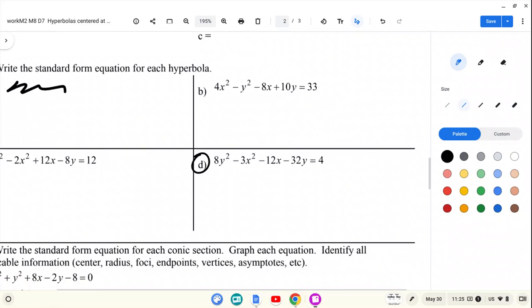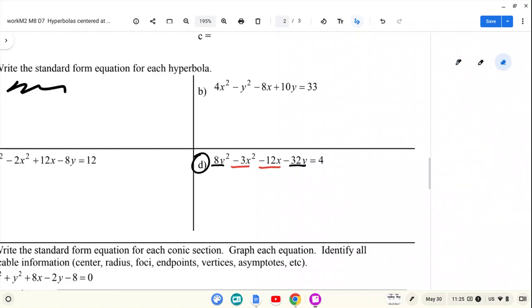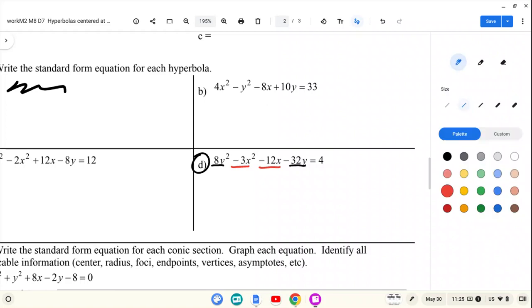Just like before, we need to factor out the 8 from the y stuff. And we need to factor out, in this case, -3 from the x stuff. When I take -3 out, it's going to change the sign of the x term. You'll see as we get to it. So 8 comes out front of the y stuff.